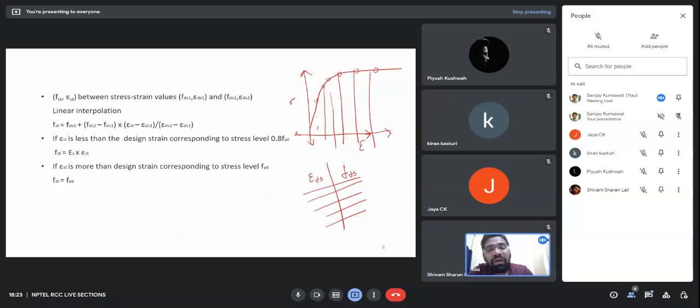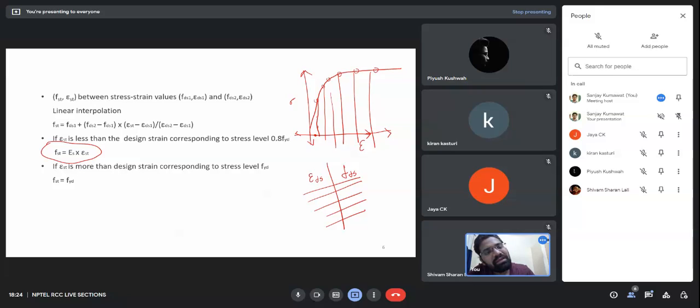Now the question asks us to find design stress values for some design strain values. So for example, our strain value lies over here. I can easily identify this strain value is less than this strain value. That means this strain value lies within the linear portion of my stress strain graph. So when it lies in the linear portion, I can directly find the stress by using this formula, that is by using the slope of this graph, because this is the linear portion.